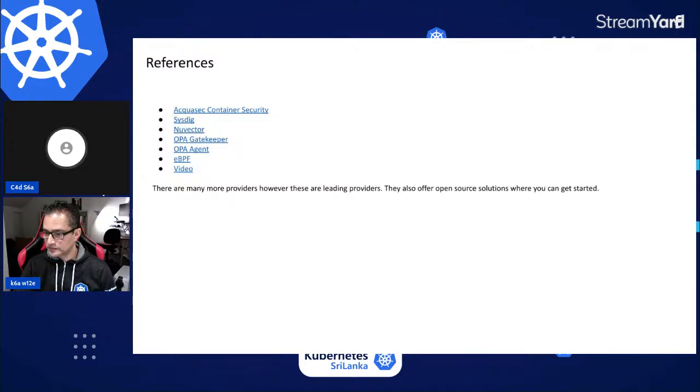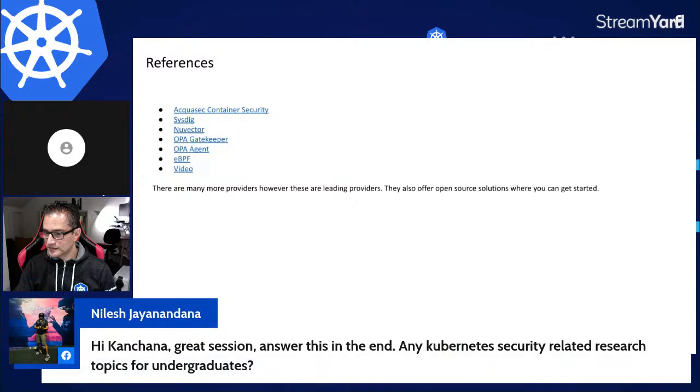We got a question from Nilesh. Should we answer Nilesh's question or not? Okay. The question from Nilesh is, any Kubernetes security related research projects for undergraduates?